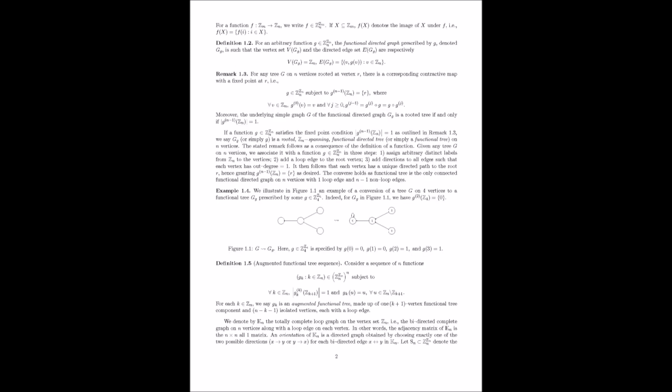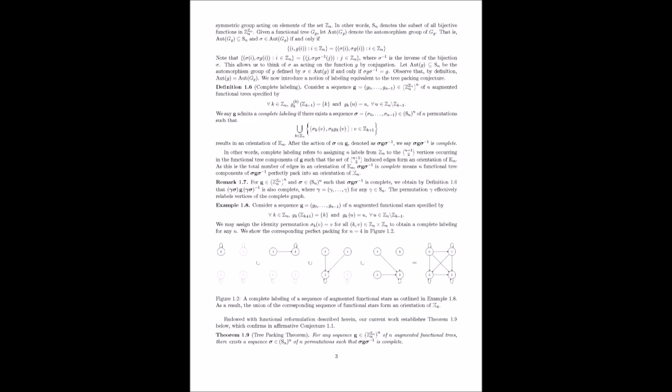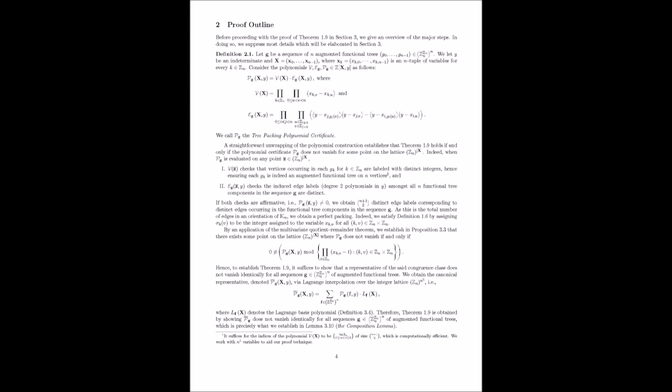Now, to truly appreciate the magic of this proof, we need to dig a bit deeper into the composition lemma itself. Because it's not just about breaking down a tree into any old smaller trees, it's about doing it strategically in a way that maintains this crucial property of complete labeling. All right, I'm ready to get into the weeds. What's so special about this strategic breakdown?